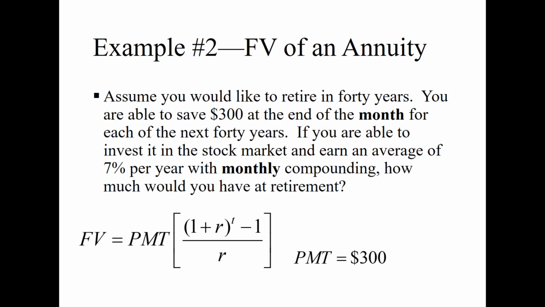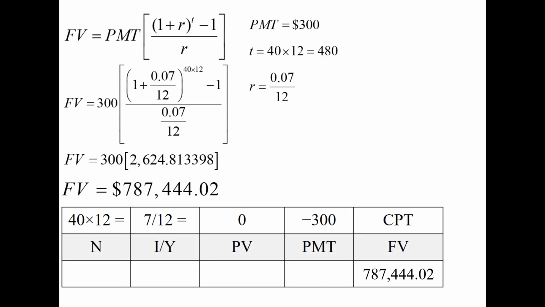So here we see our inputs where our PMT is going to be $300. Our R is going to be a periodic rate. So we take our 7% or 0.07, again if we were using the formula, and divide it by 12. Our T is going to be 480. So again, you see the formula inputs and the calculations there. And we also have our table for our inputs for our time value of money functions on our financial calculator.